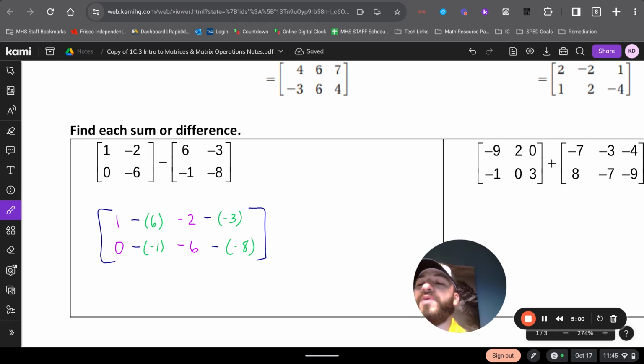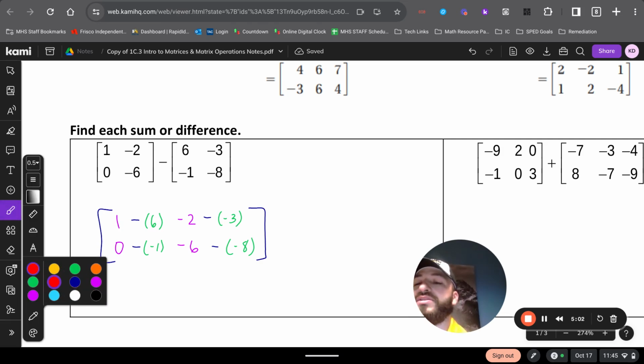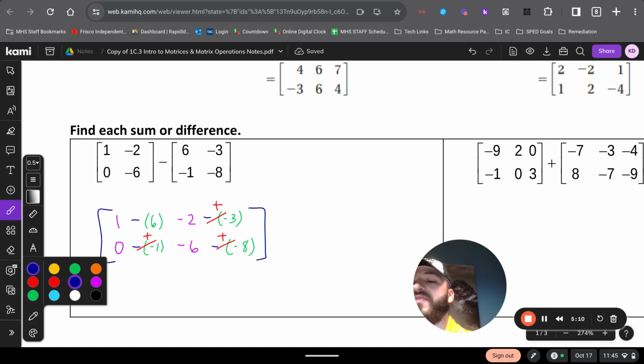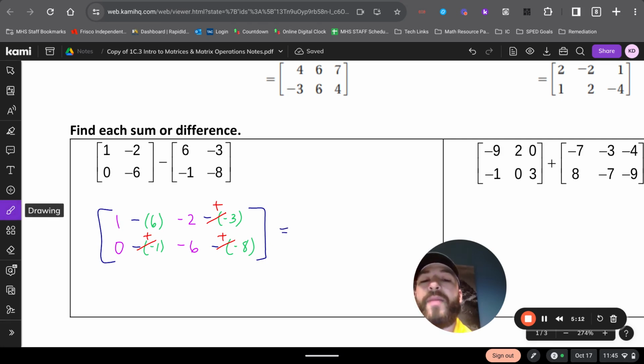Now, of course, if I do have any double negatives, I want to go ahead and change those to be addition signs. So this is going to be an addition, that's going to be an addition, and that's going to be an addition. And then I can simplify this matrix. So 1 minus 6 would be equal to negative 5. Negative 2 plus 3 would be equal to 1. 0 plus 1 would be equal to 1. And negative 6 plus 8 would be equal to 2. And it's really as simple as that, y'all.